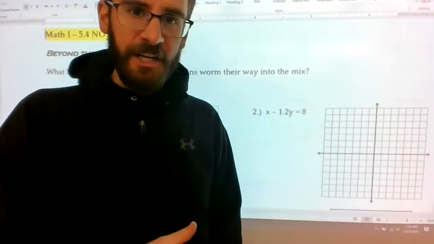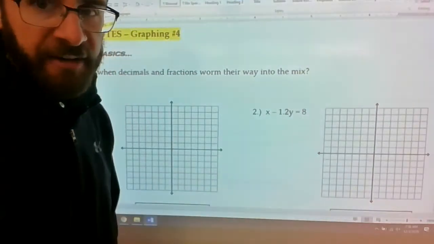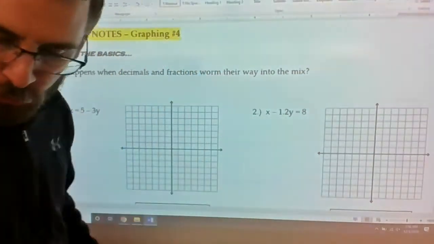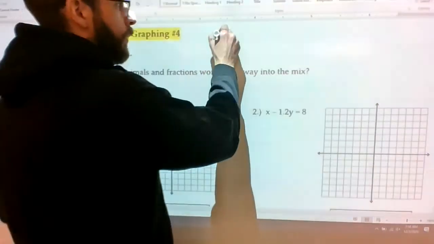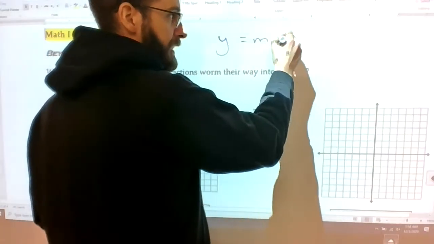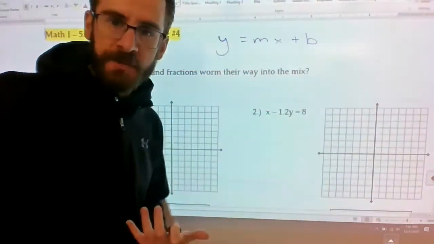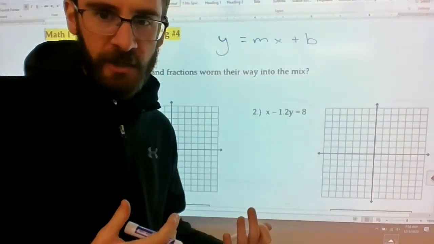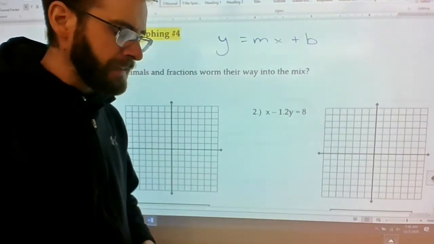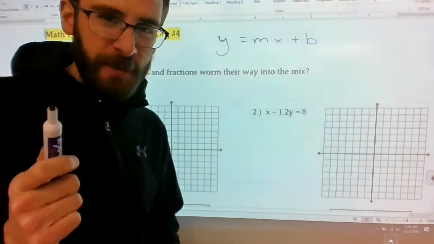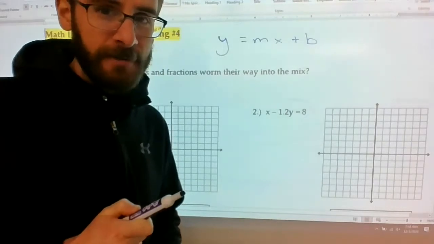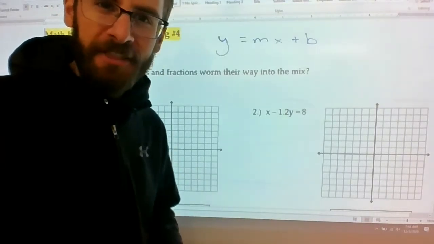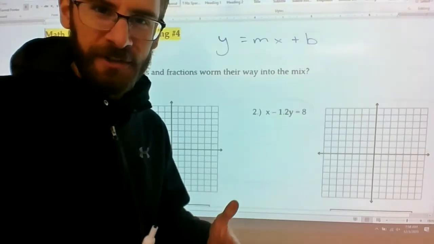It is a slight extension of what we talked about in 5.3, the idea that you need to get y by itself to create y equals mx plus b, slope-intercept form type situations. I'm just extending that to this lesson and talking about a few of the special cases that show up. It has the potential to be mildly difficult, but yeah, math can be inconvenient, so we'll deal with it.